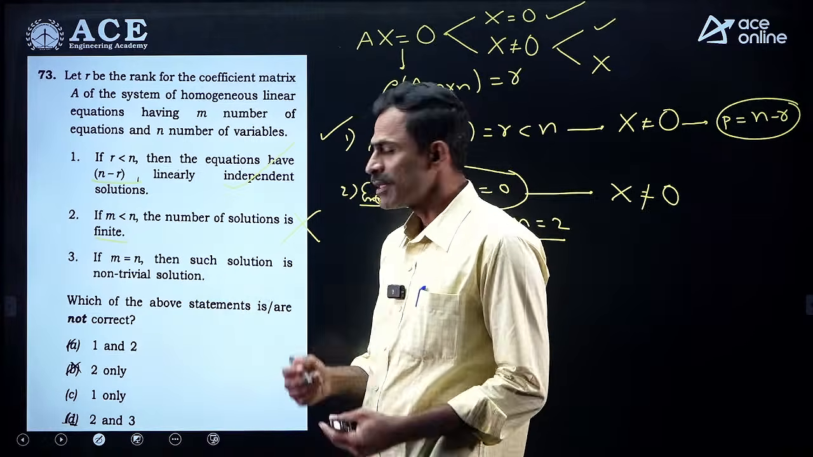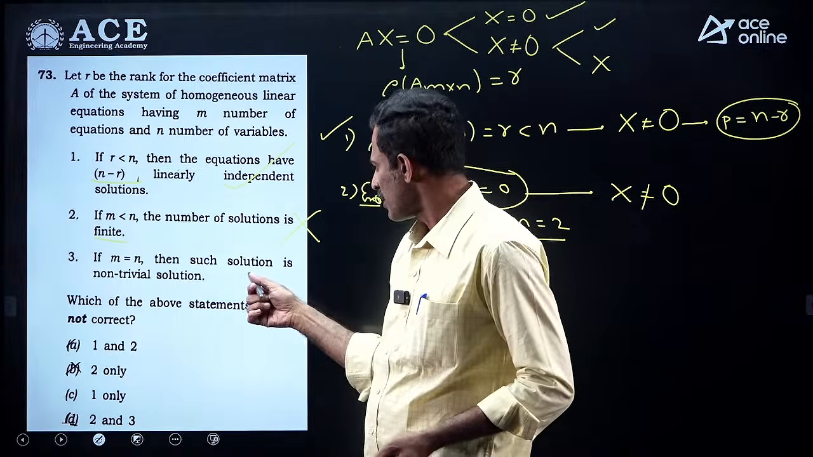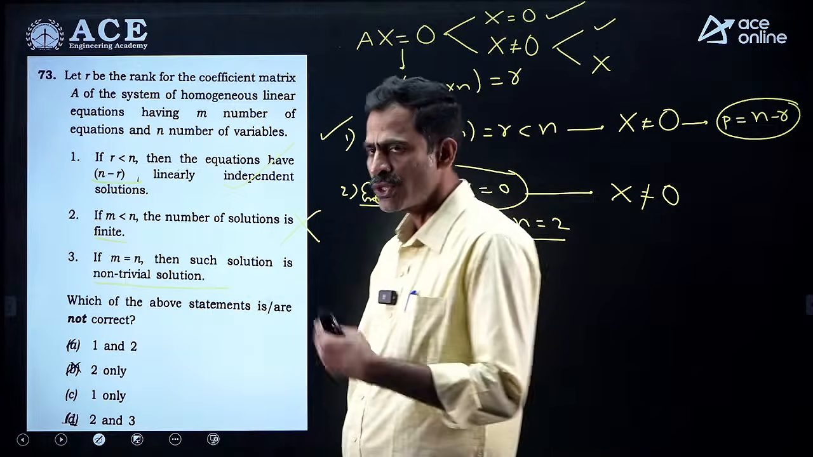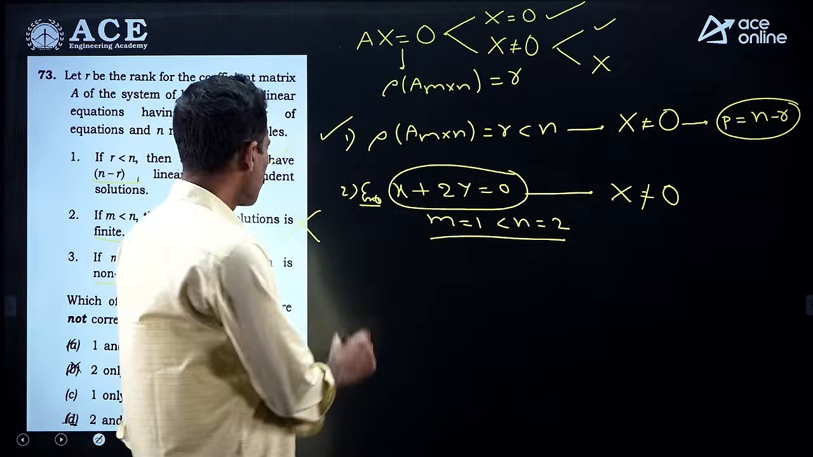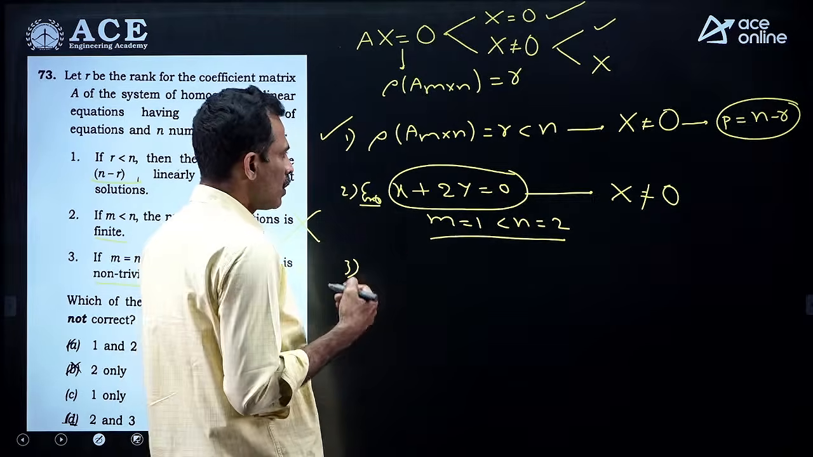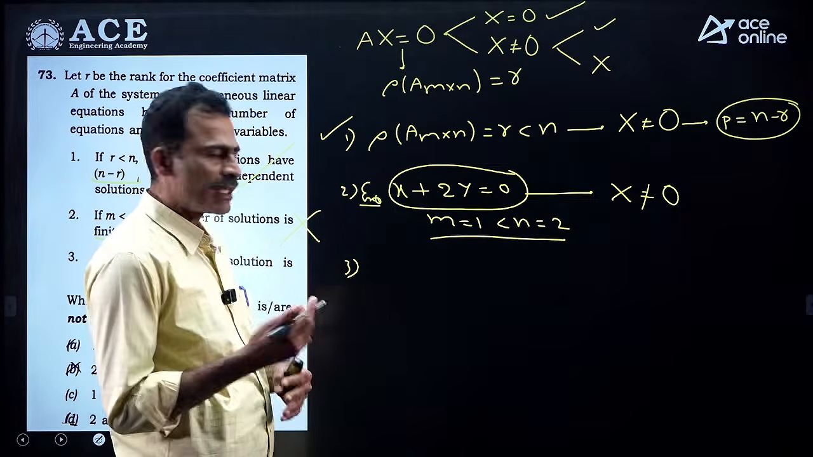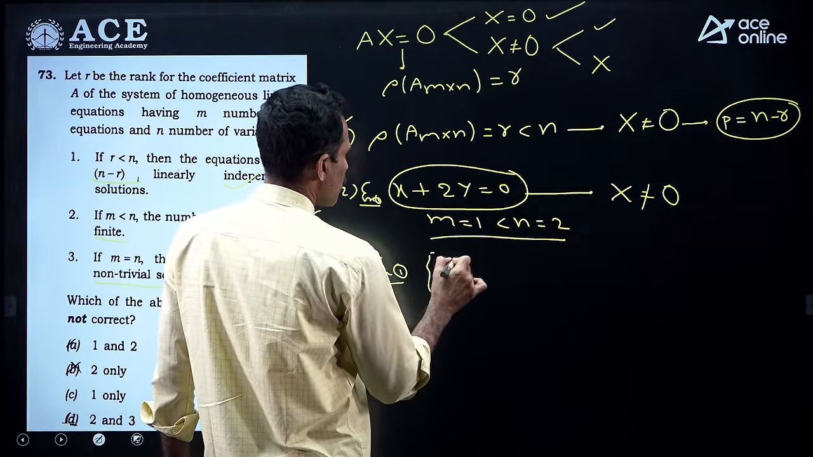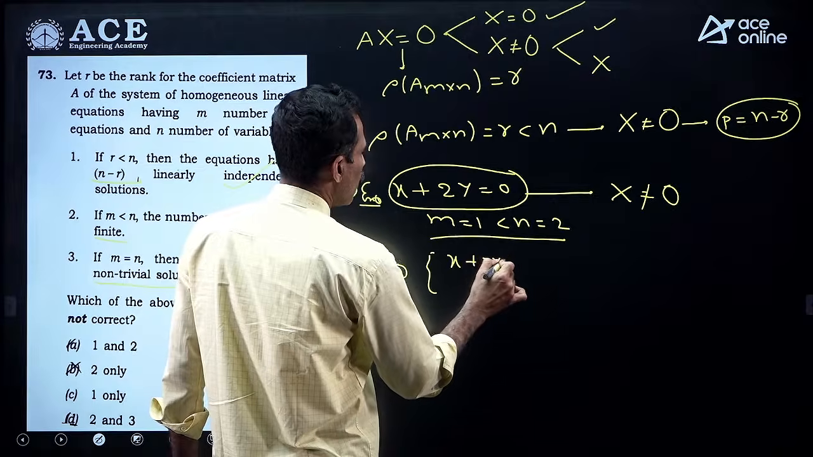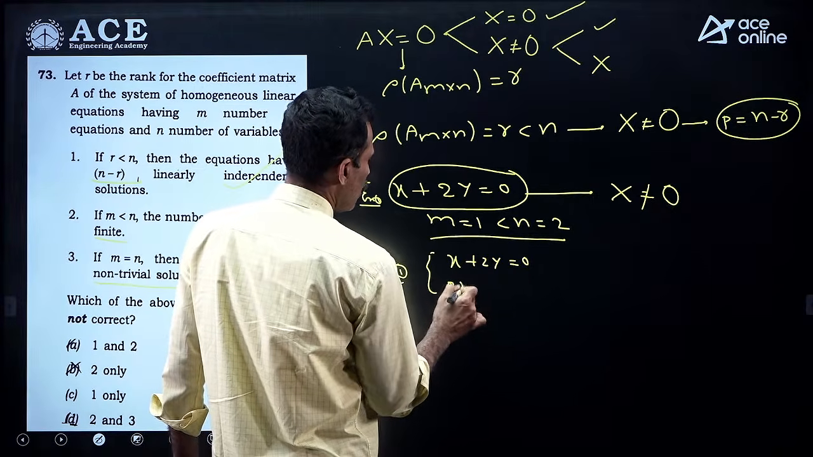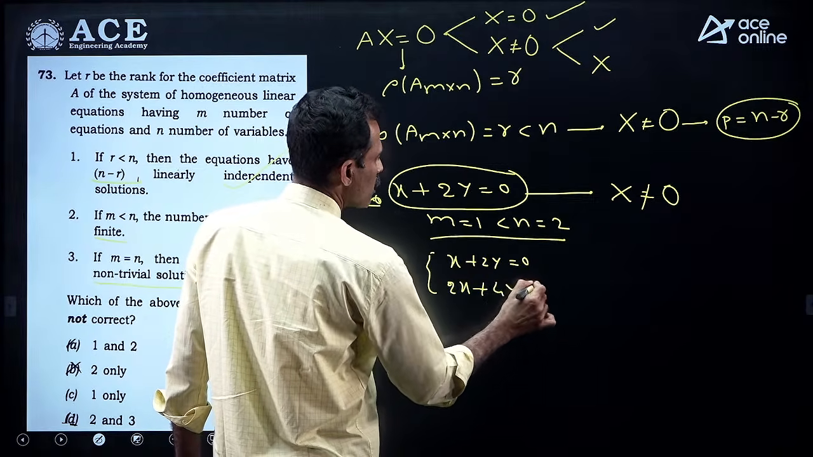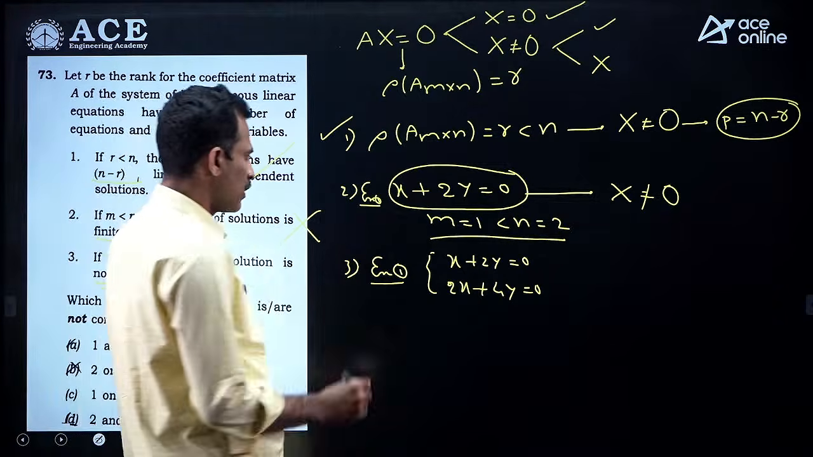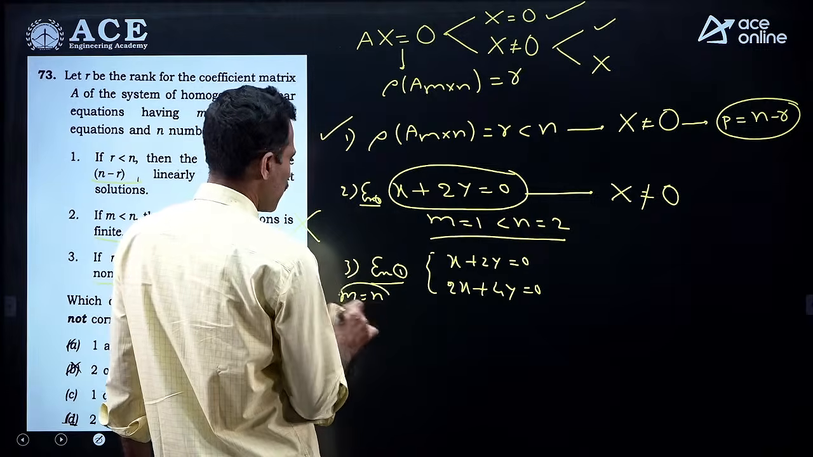If m equal to n, that is, the number of equations is the same as the number of variables, he is saying that non-trivial solutions, that is, many solutions, exist. We check whether this is correct or not. For the third statement, let us consider two examples. Example number 1: the system is x plus 2y equal to 0, 2x plus 4y equal to 0. It is a system of two equations in two variables, the m equal to n case.